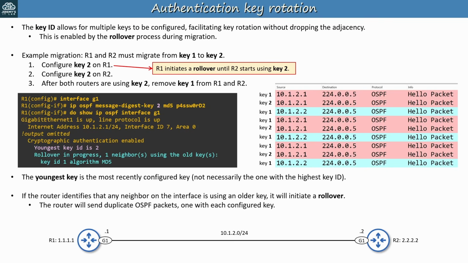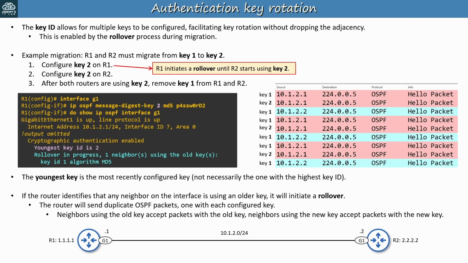The point is to enable a smooth transition from key 1 to key 2. During this rollover, R2 accepts the packets with key 1 and drops the packets with key 2. But after we configure key 2 on R2, it will accept the packets with key 2, and R1 can stop sending packets with key 1. So neighbors using the old key accept packets with the old key, and neighbors using the new key accept packets with the new key. This is a point-to-point connection, so R1 only has one neighbor, R2, but it could be a broadcast network with many routers connected. This rollover process lets them all maintain their adjacencies as you migrate to a new authentication key.